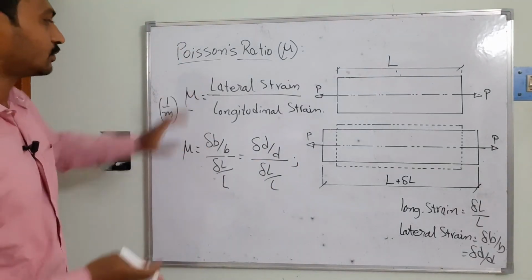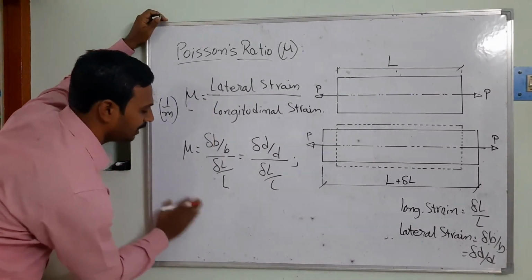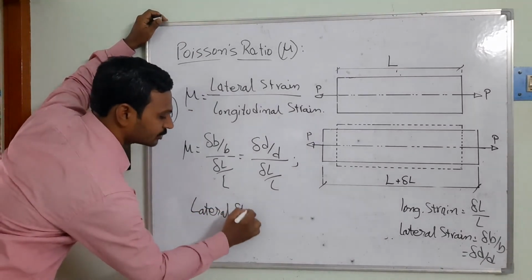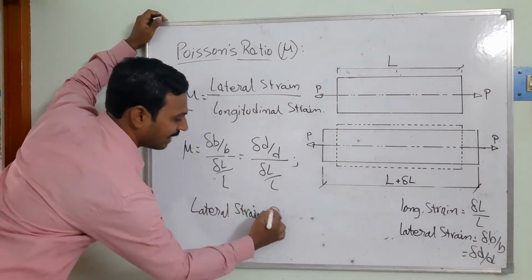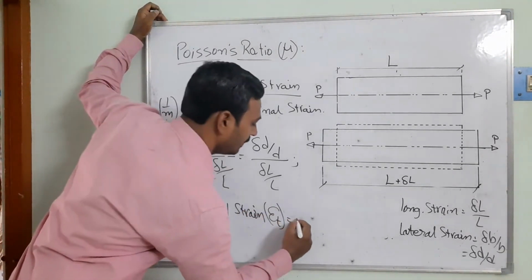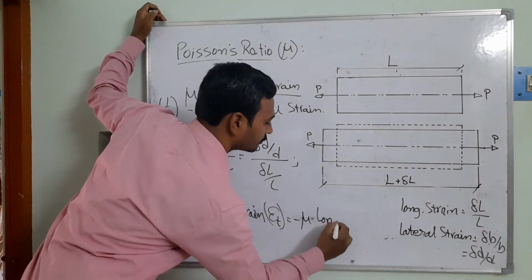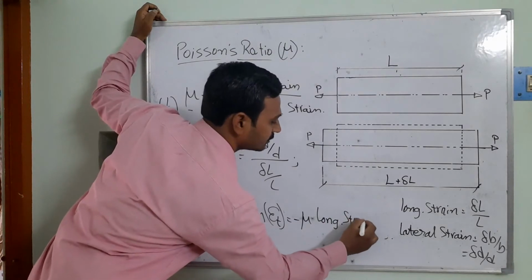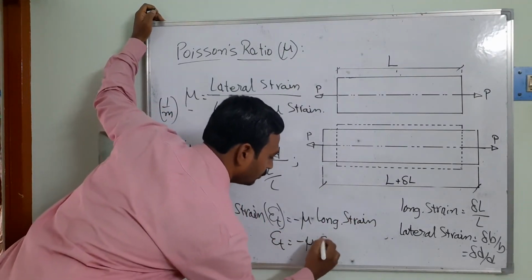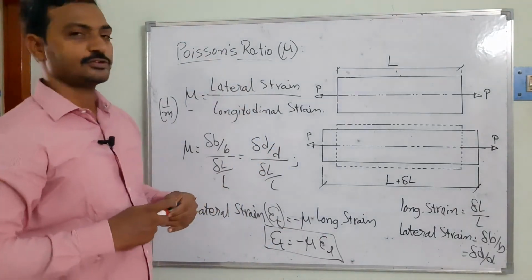And in the other case also we are going to be writing the same with respect to the definition mu. Suppose I want to find out the lateral strain, that is epsilon T, the transverse direction, that is equal to minus mu into the longitudinal strain. So I am going to be writing epsilon T equals minus mu into epsilon L. This way also we can define your Poisson's ratio.